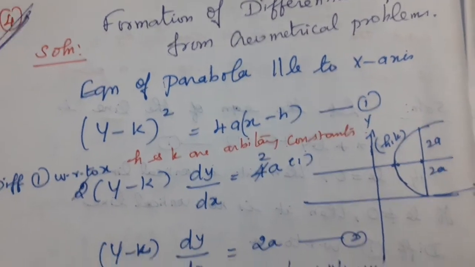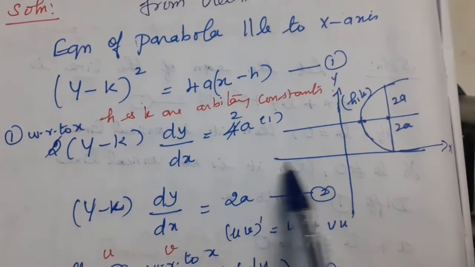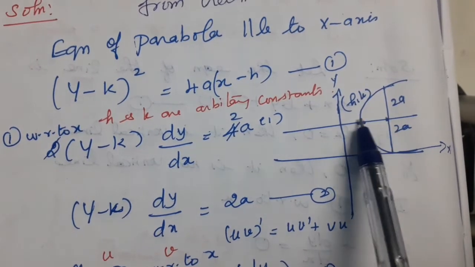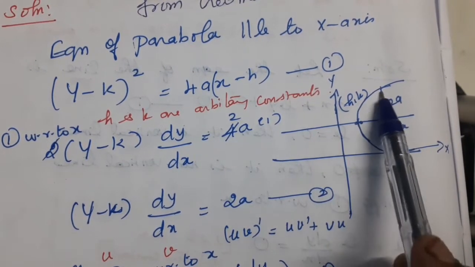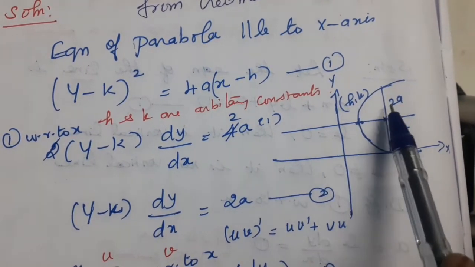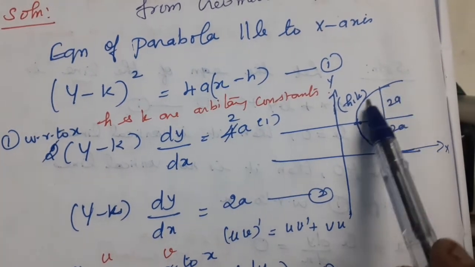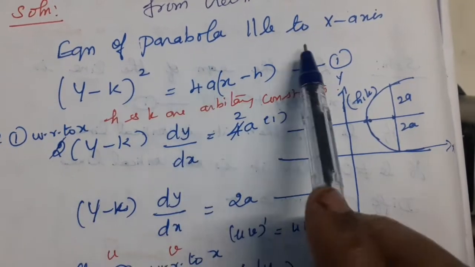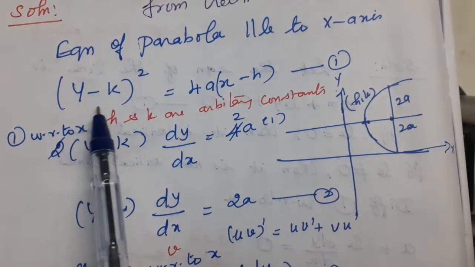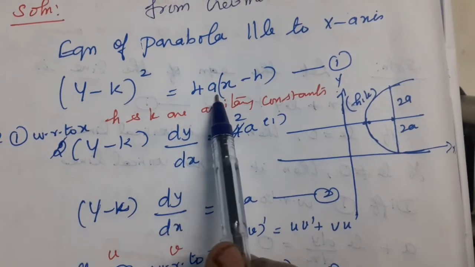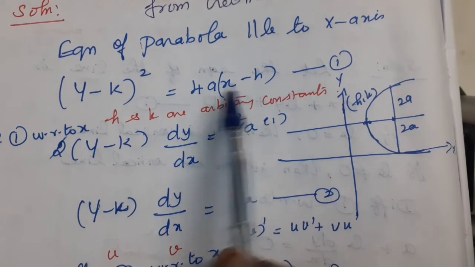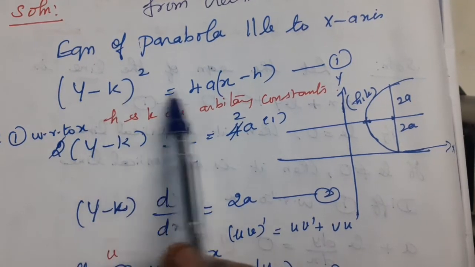4a. See the diagram. This is the x-axis, this is the y-axis. The parabola passes through the point h comma k with the latus rectum 2a, 2a, so the latus rectum is 4a. See the diagram. This is a rightward curve. The equation of a parabola parallel to the x-axis is y minus k the whole square equal to 4a into x minus h. What is the general form? y square equal to 4ax.